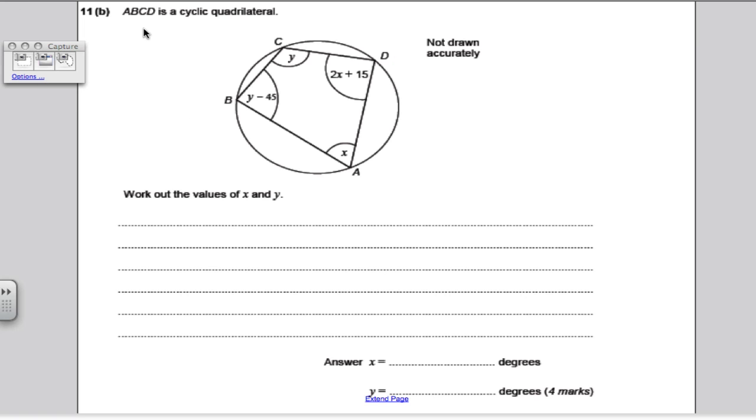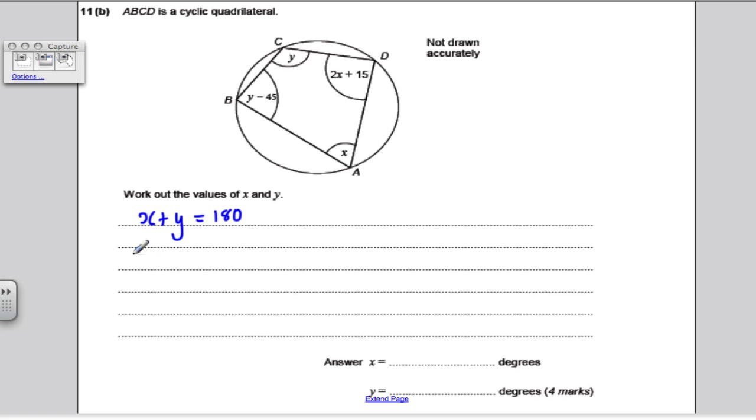ABCD is a cyclic quadrilateral. Work out the values of x and y. Now, a cyclic quadrilateral simply means that the quadrilateral has 4 straight sides and each of the vertices are attached to the circumference of a circle. The circle theorem you should know in regards to this is that opposite angles in a cyclic quadrilateral add to 180. So, on the one hand, x plus y, they're opposite, they must add to 180. And on the other hand, these two must add up to 180.